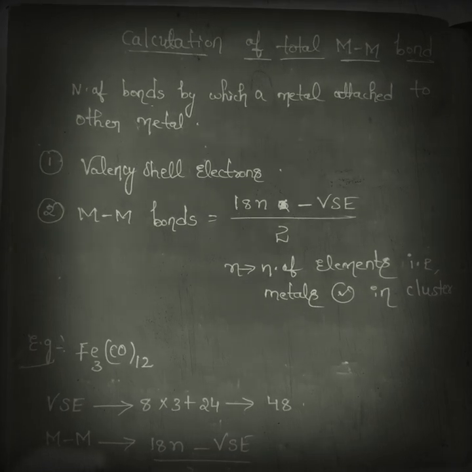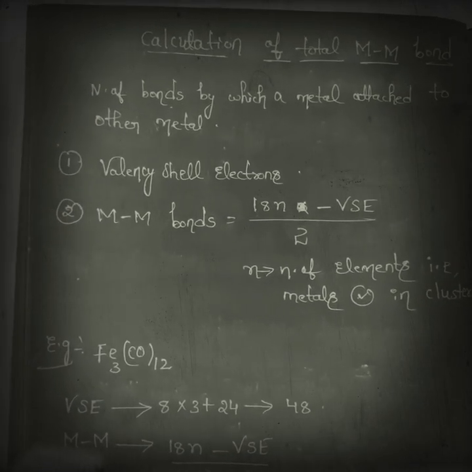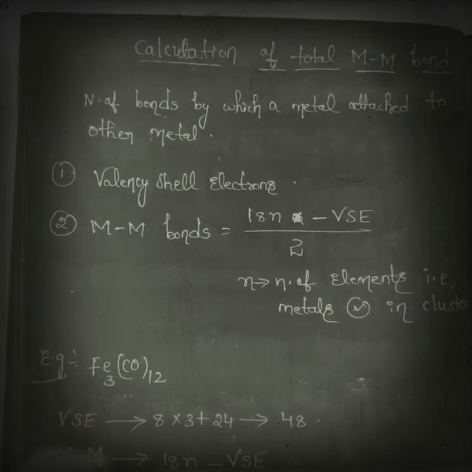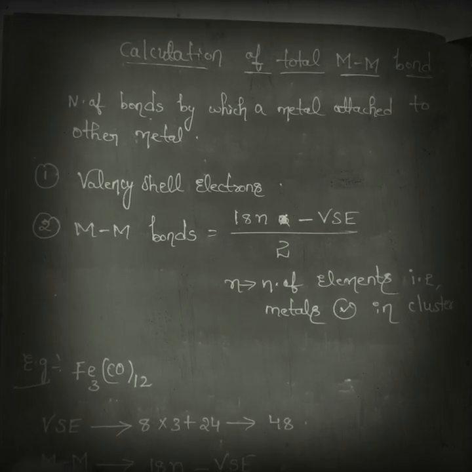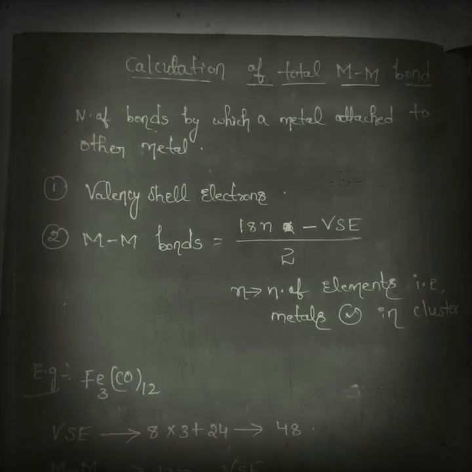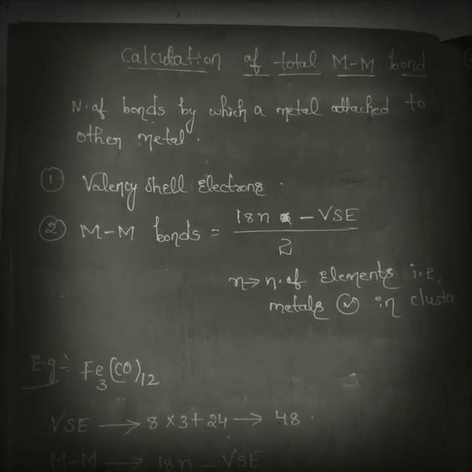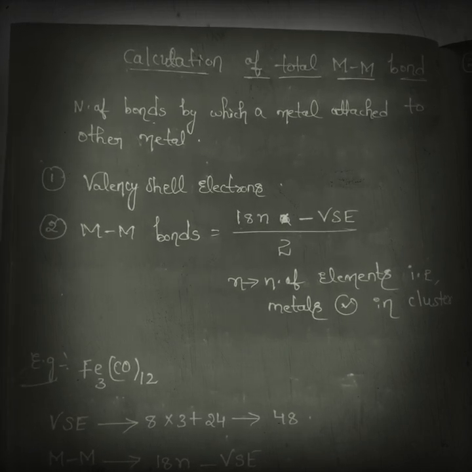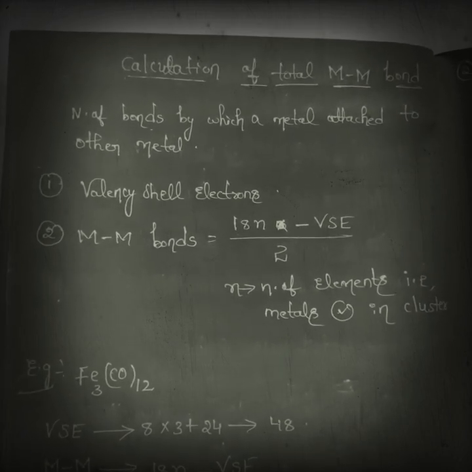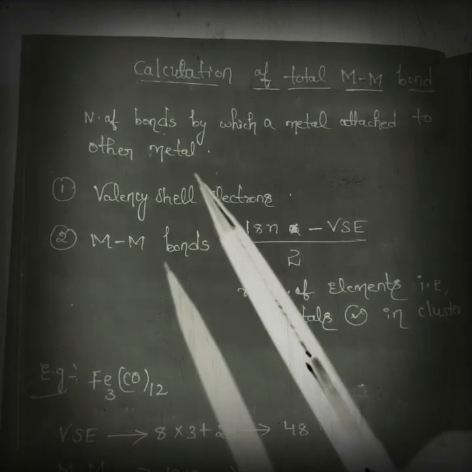In our previous class, we discussed the topic of hapticity. In this class, we are going to discuss the calculation of total metal-metal bonds. In order to understand this, minimum basics are required. For that only, I have discussed the basics in my previous class. Okay, let us start today's class.